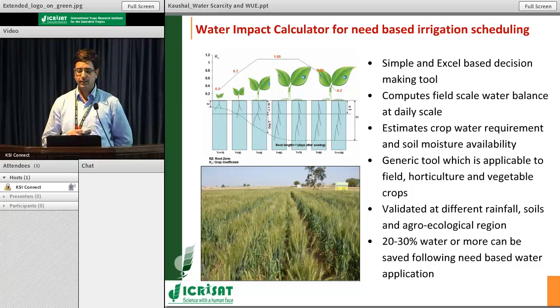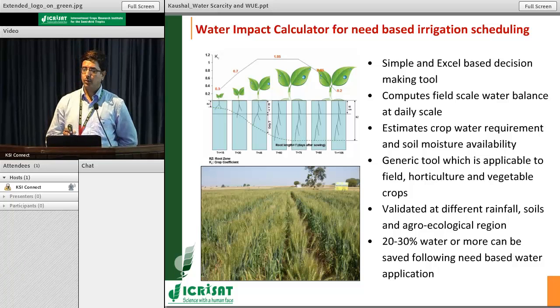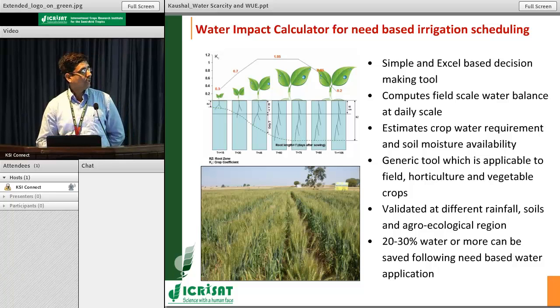In the last 4 to 5 years, we have developed a simple Excel-based decision support system. We call it the water impact calculator, and the purpose is to promote need-based irrigation application, not calendar-based irrigation application. In this calculator, we only have to provide very minimal data, like the date of sowing, the type of crop we are growing, and the length of the crop. If we provide this very basic information, along with background information like evaporative demand and other meteorological information, the model calculates all the irrigation scheduling and provides the date-wise irrigation amount, how much we should apply.